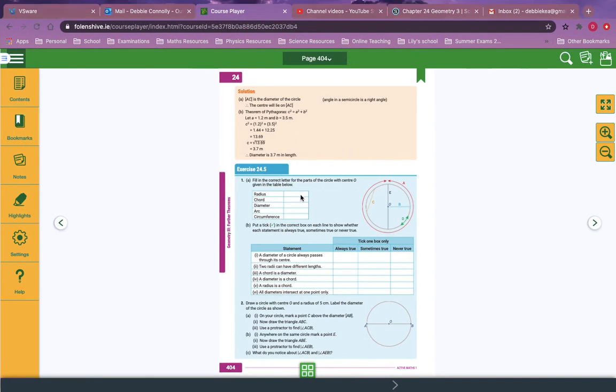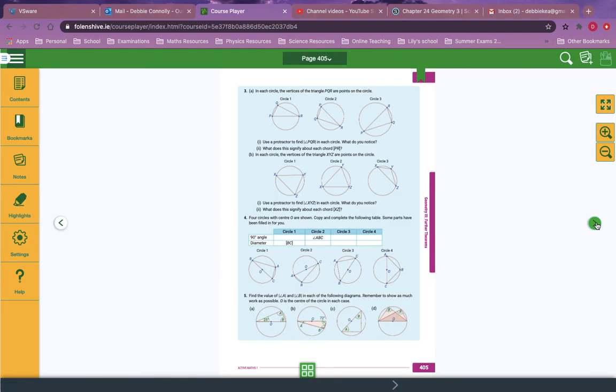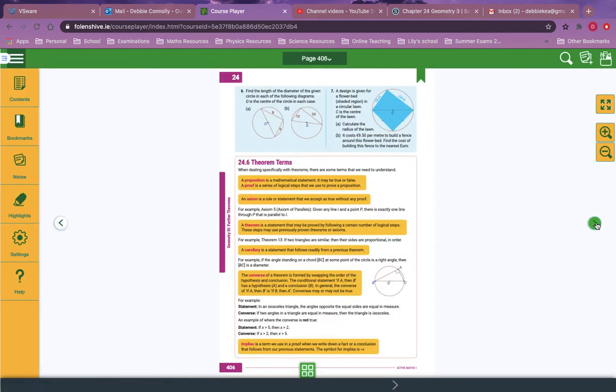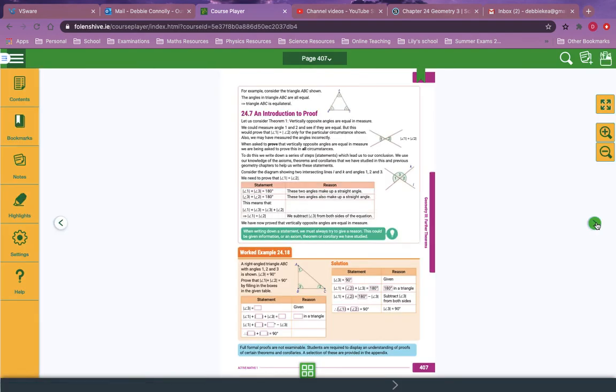Right, so that's pretty much it in this chapter. They do some things with theorem terms and stuff like that, which are just definitions really. But I'm not going to worry about them until I'm doing the constructions with you, and I'm going to leave all of them until about 3 weeks before your junior cert. It's the best time to do it. You just do it and then it kind of stays fresh in your memory.